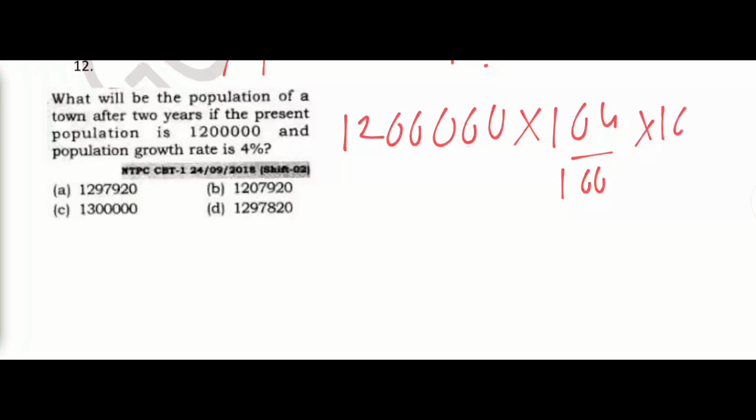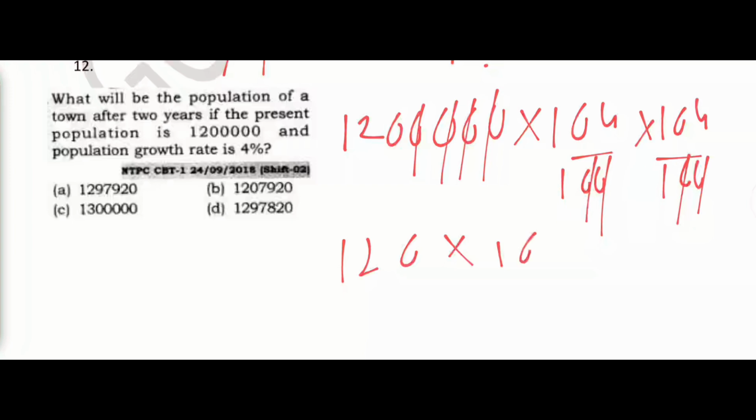What will be the population of a town after 2 years if the present population is 12 lakh? We have this 12, 1, 2, 3, 4, 5 zeros. Population is being increased at the rate of 4%. So 104 by 100 into 104 by 100. Okay, your 4 zeros get cancelled. Guys, just multiply this. 120 into 104 into 104, you will get the answer among one of these. Okay, I will not solve this. I don't want to waste time.